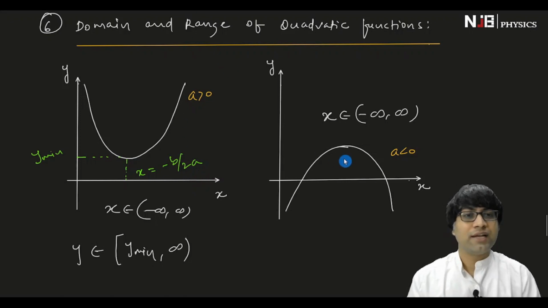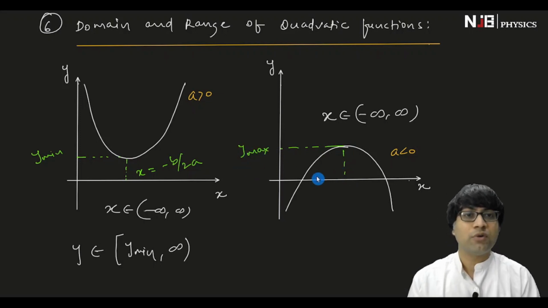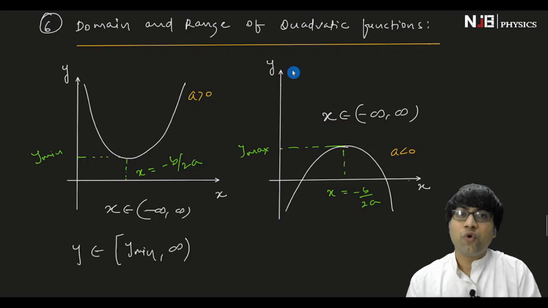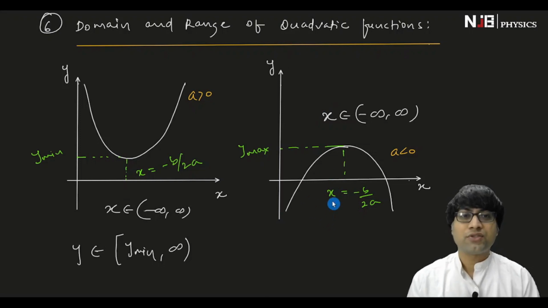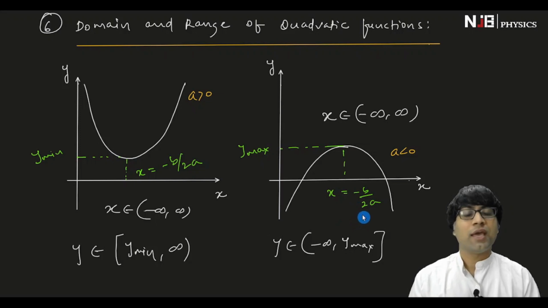And similarly, in the second situation, if you look, there will be no lower limit of this y. This y is going up to negative infinity. However, there is an upper limit on the y. The upper limit on the y, that means it is going to have a certain maximum value, and again it is going to be at x equal to minus b by 2a. And therefore, the range of this function in the second case is going to be from minus infinity to a maximum value of y, which we can obtain by putting x equal to minus b by 2a in the equation y equal to ax squared plus bx plus c.